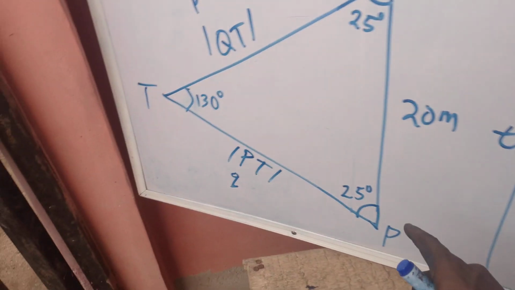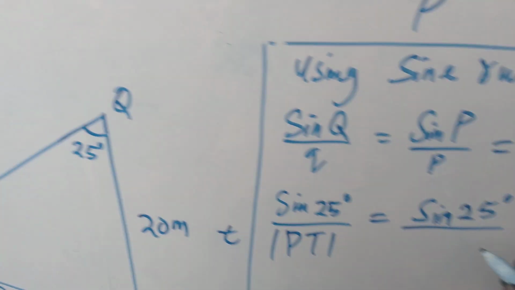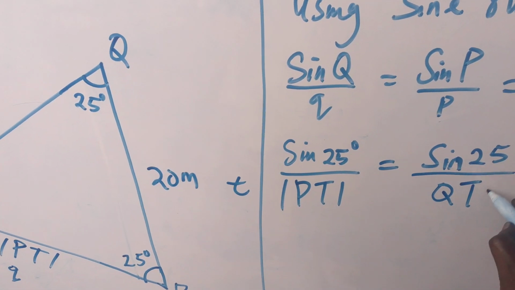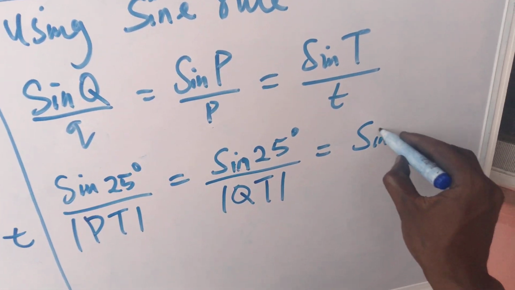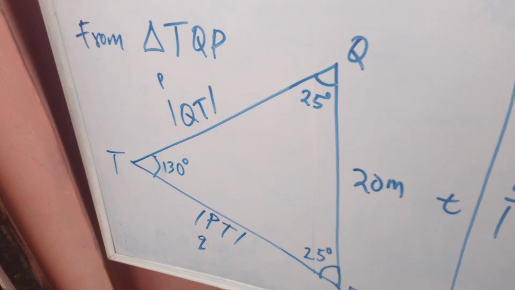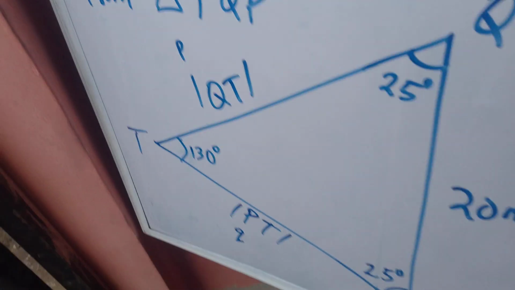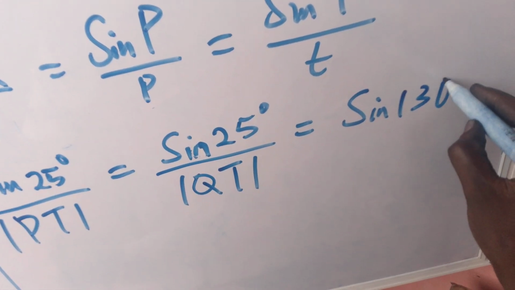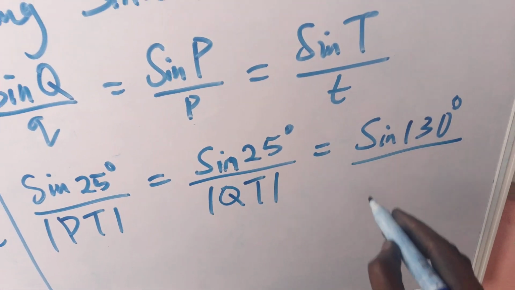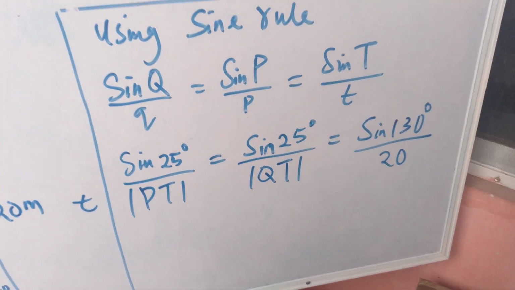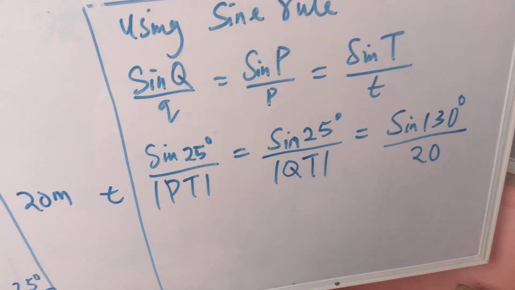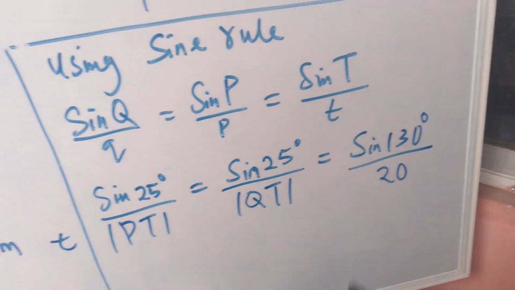Small p is distance qt equals sine angle at t, which is 130 degrees, over small t, which is 20 meters. Now I'll compare this to this, and compare this one to this other equation.